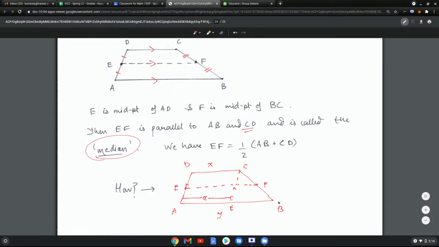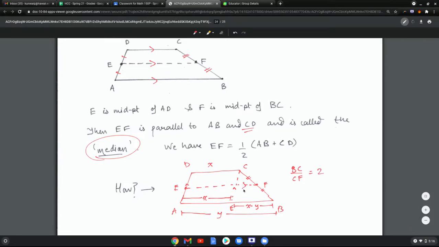What about this remaining length? If this whole thing is Y, then this remaining part is Y minus X. Now these are equal, right? Which means BC divided by CF is actually 2.